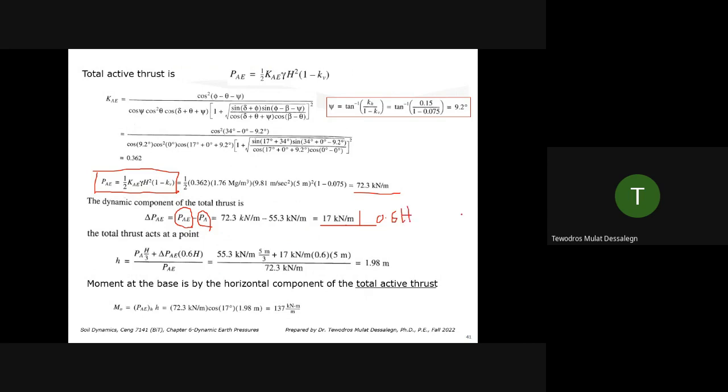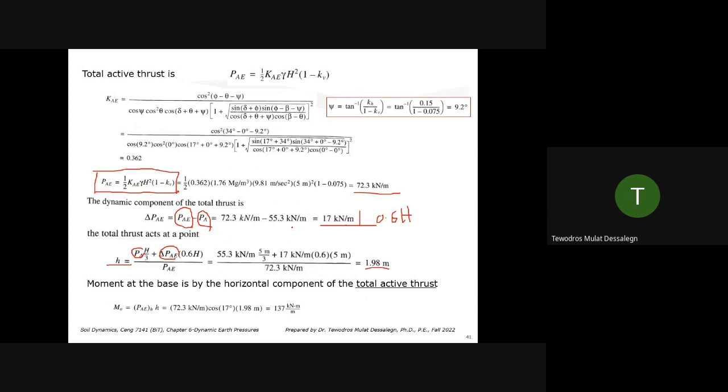So the total force, the total active thrust, you can get the weighted average. The active part acts at 1/3 H. The dynamic part acts at 0.6 H. If you weight it by the total force, you would get it somewhere in between the two, at 1.98.